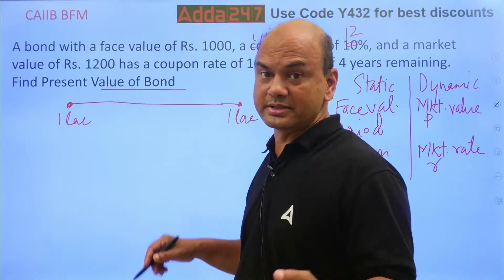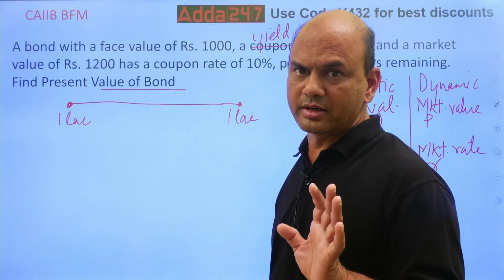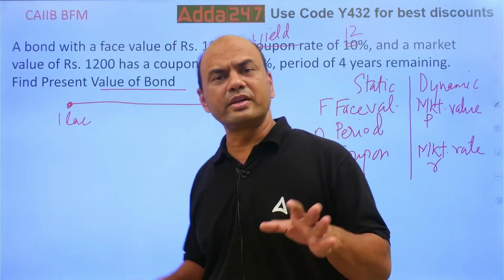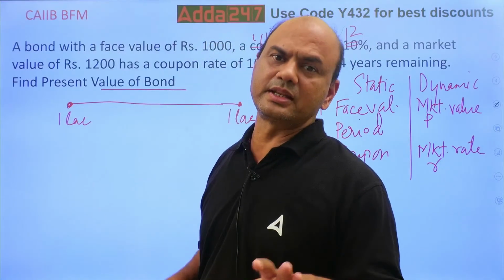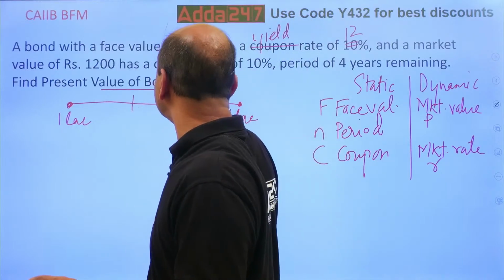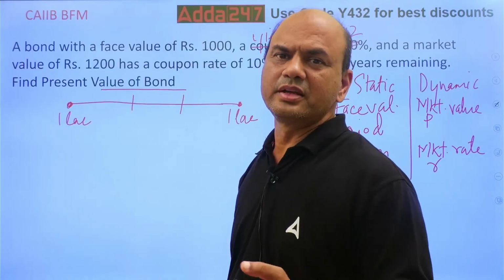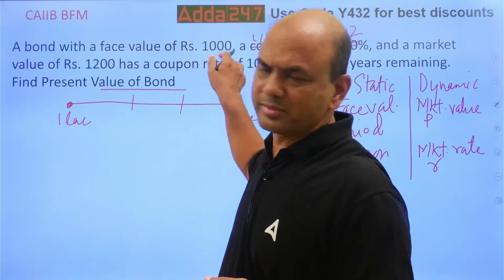Plus some interest. Bond is always giving you interest. Let's say yearly. Generally, a bond gives 6 monthly, but for simplicity, we'll consider 1 year. Every year I'll get some coupon. Let's take this example only.